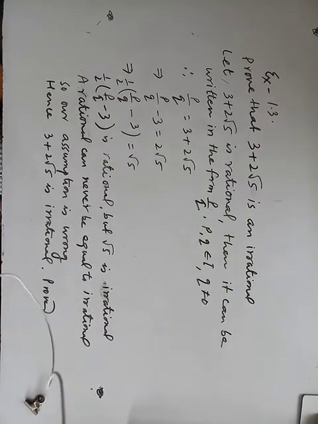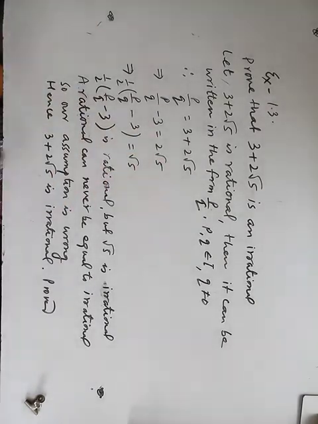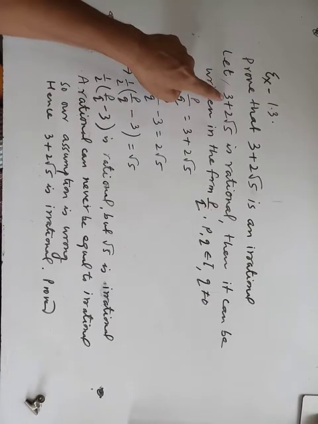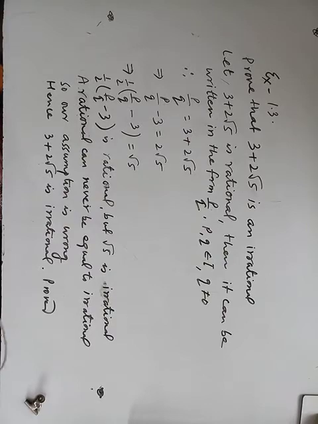This is exercise 1.3. We have to prove that 3 plus 2 root 5 is irrational. So let 3 plus 2 root 5 be rational. Then it can be written in the form p by q, where p and q belong to the integers and q is not equal to 0. We have to prove that it is irrational, but we assume it is rational, just the opposite of irrational. So we have assumed this.